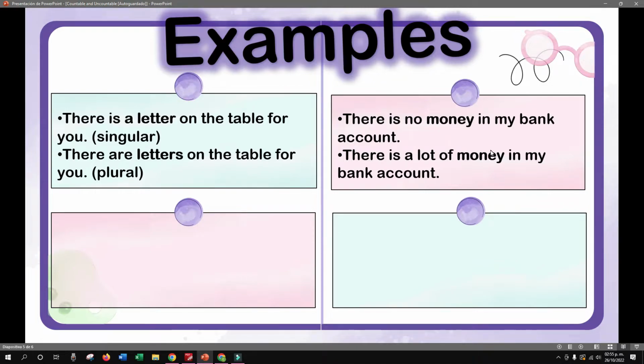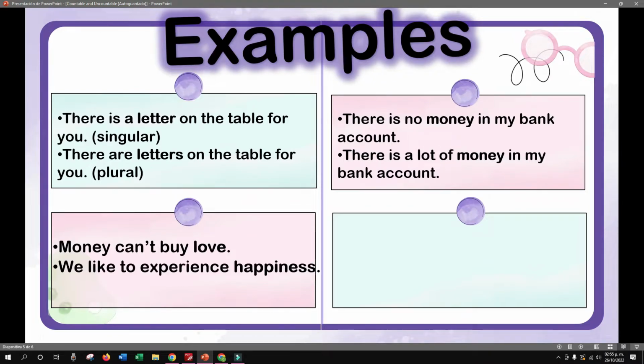Pero como ya dijimos que es un nombre incontable, por lo tanto nosotros vamos a utilizar un verbo en singular. No there are, there is, right? Because there is an uncountable noun. Then, money can buy love. You can say, one money can buy love. 2 monies can buy love. That is incorrect, right? You must say, money can buy love.